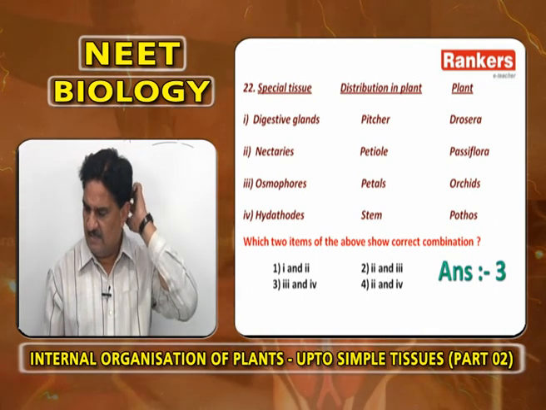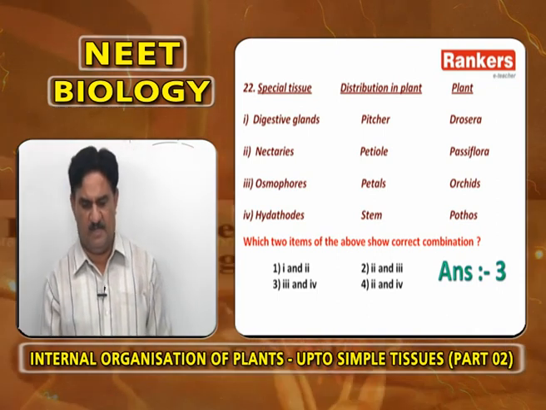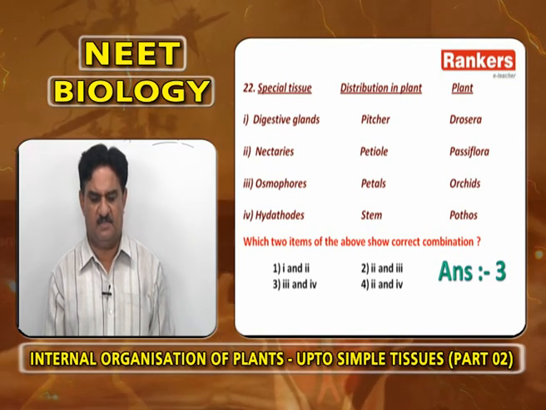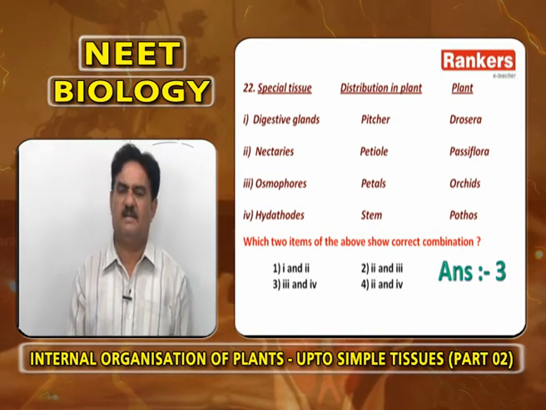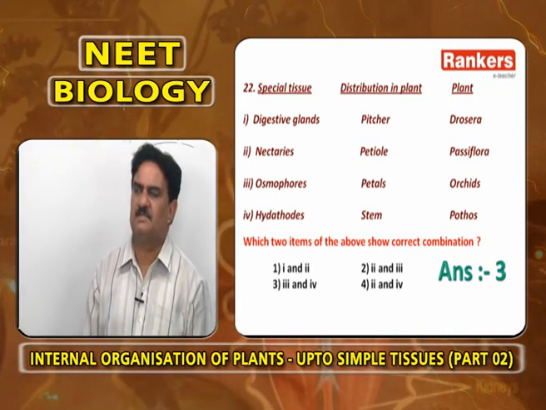So, the answer is 2 and 3 here. Nectaries are present on the petioles of Passiflora. Hydatodes are present in the stem of pothos is correct. Digestive glands, pitcher, Drosera is wrong. Osmophores, petals, orchids is wrong. Osmophores are not present in petals. They are present in various plant parts. So, third option.